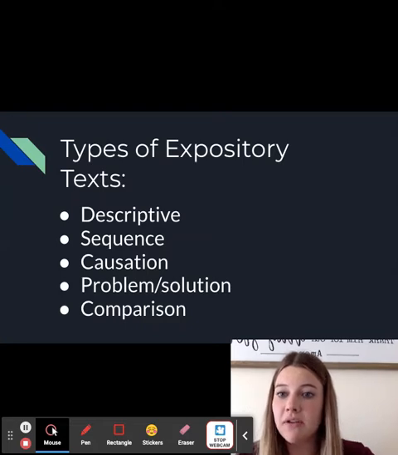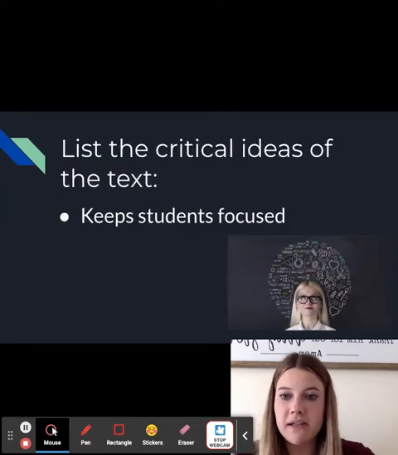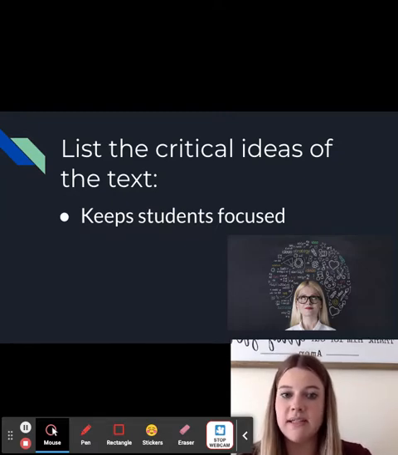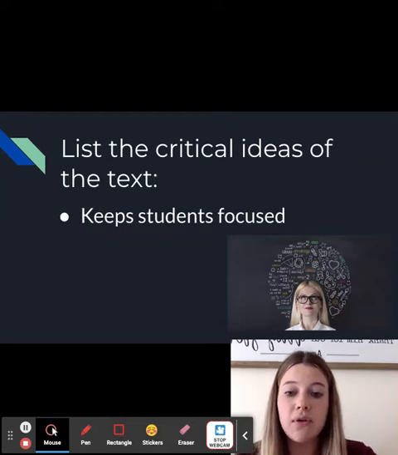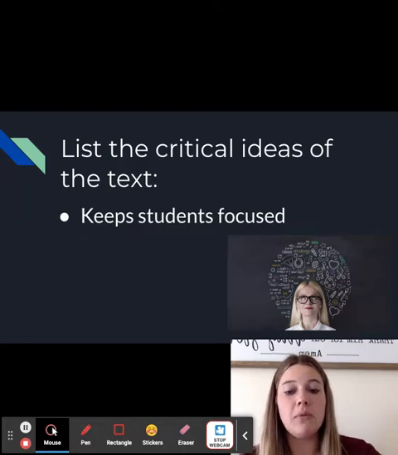So those are some different types of expository text. You see in the examples that I gave, a lot of them tend to lead more towards science or social studies, which again is where we see them appear in our textbooks. In addition, for expository texts, one strategy is we could have the students list the critical ideas of the text. So this keeps the students focused because they are focusing on the important ideas that are covered in the text. In expository text, we see a lot of times there are different headings and subheadings, which really help guide our students as well to those critical ideas.